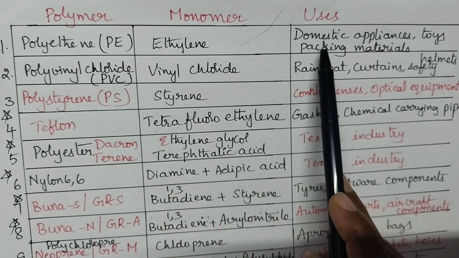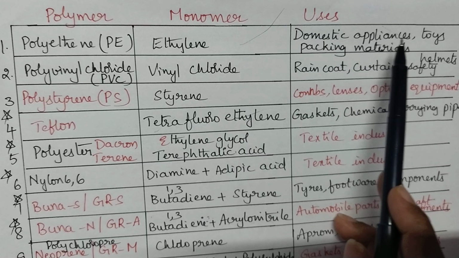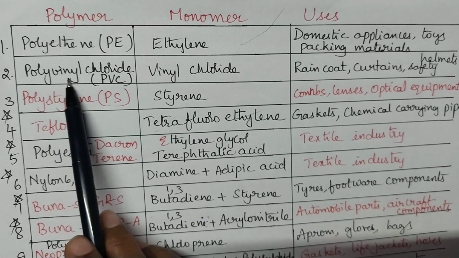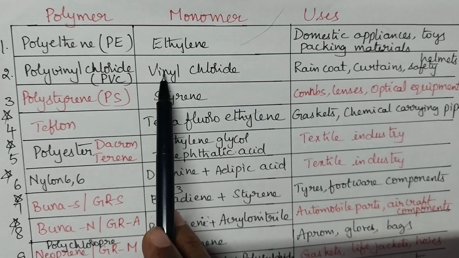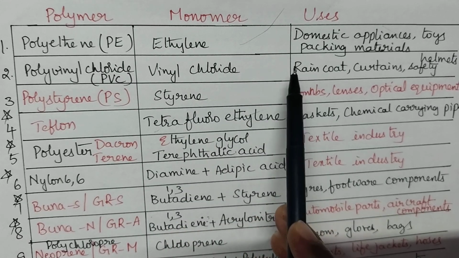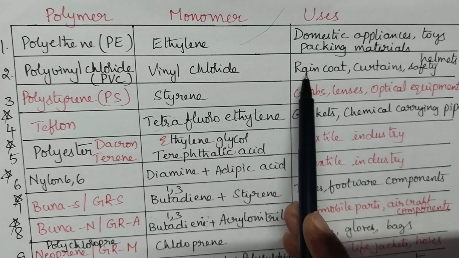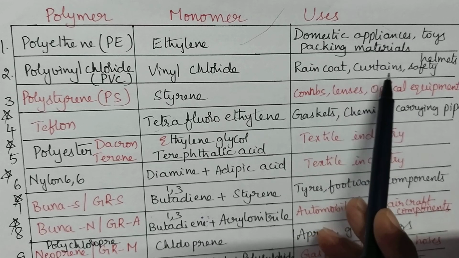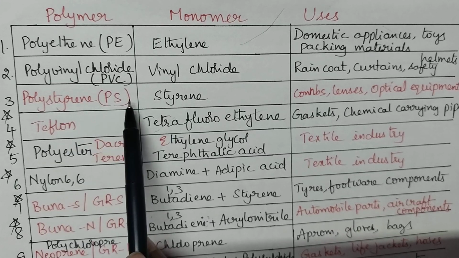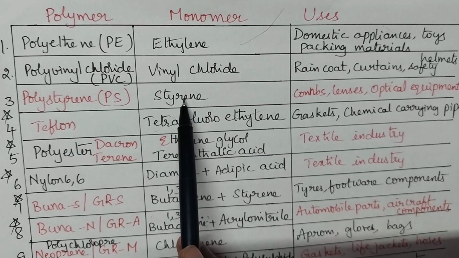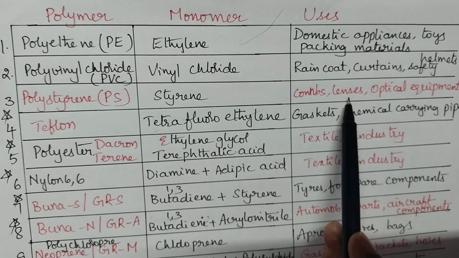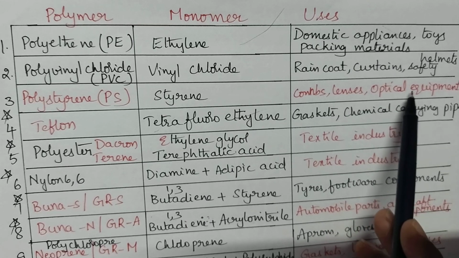It is used for domestic appliances, for the preparation of toys and packing materials. Coming to the polyvinyl chloride, the monomer present in polyvinyl chloride is vinyl chloride, and the applications are, they are mainly used for the preparation of raincoats, curtains, safety helmets. Polystyrene mainly contains styrene as the monomer, and polystyrene is used for the manufacturing of combs, lenses and optical equipment.